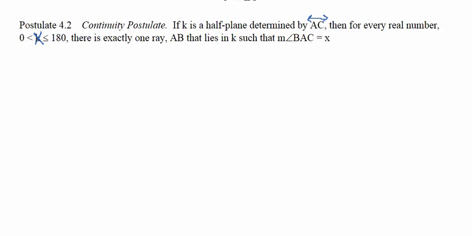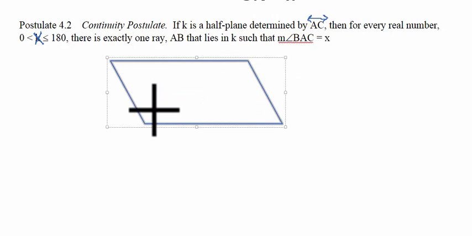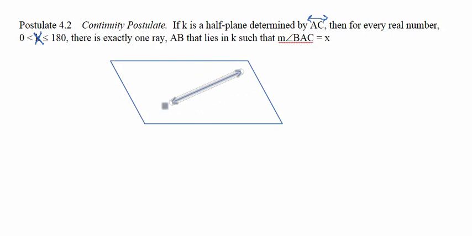So let's look at a picture. Here's a plane, and now I've made half planes because I put a line in it. What does it say? If a half plane K is determined by line AC, then for every real number x between 0 and 180 degrees, there is exactly one ray, AB, that lies in half plane K, such that the measure of angle BAC is x degrees.